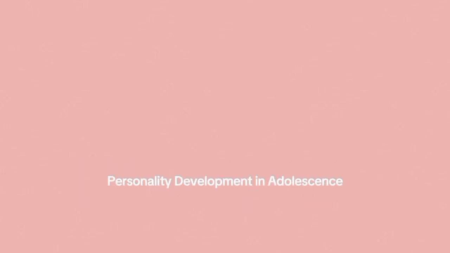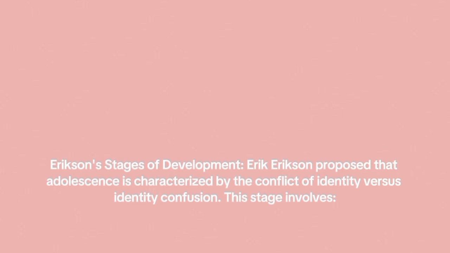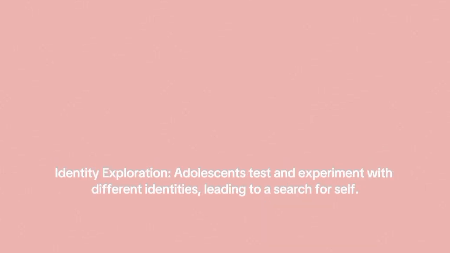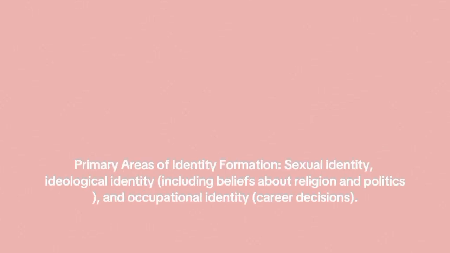Personality development in adolescence. Erikson's stages of development. Erik Erikson proposed that adolescence is characterized by the conflict of identity versus identity confusion. This stage involves identity exploration. Adolescents test and experiment with different identities, leading to a search for self. Primary areas of identity formation: sexual identity, ideological identity including beliefs about religion and politics, and occupational identity, career decisions.